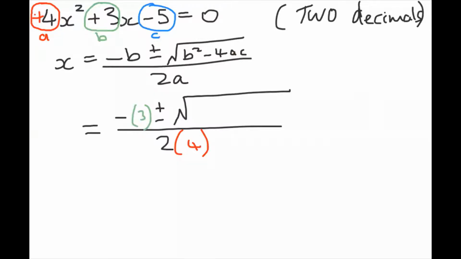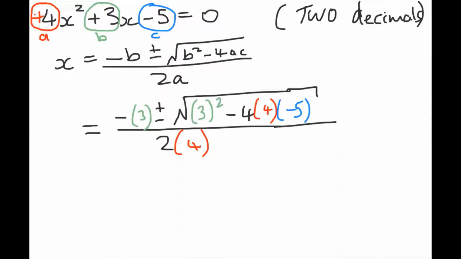And then b squared, that is 3 squared. So it's 3 squared minus 4, a is 4, and 4 times c, c is minus 5. So there you can see I've just substituted everything. Again, there's a minus b, then b squared, which is 3 squared, minus 4 times 4 times c. And I'm just double checking my answer, 2 times a. Okay, so there you have it.